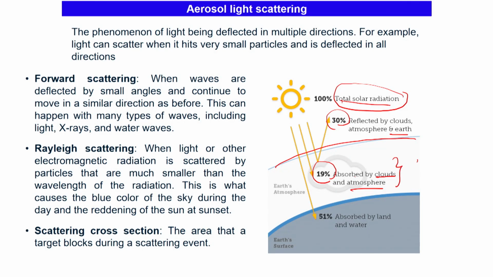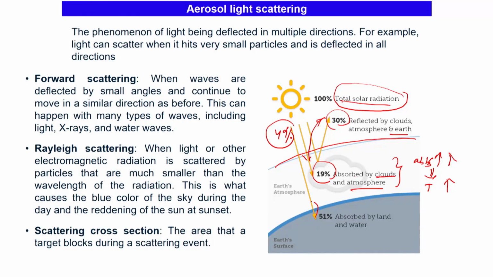This is an example. If this absorption increases, then what will happen? You will have a temperature increase, by whatever process, whether it is because of the carbon dioxide increase or the aerosol concentration increase. So now you have 30 and 19, which is 49% that is either reflected by the clouds or the atmosphere, or absorbed by the clouds and the atmosphere. So 49% is in the atmosphere and above the atmosphere.